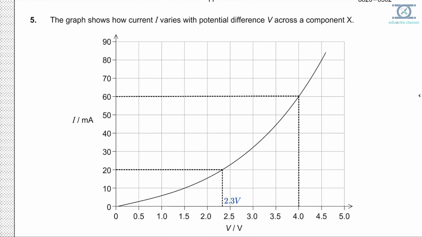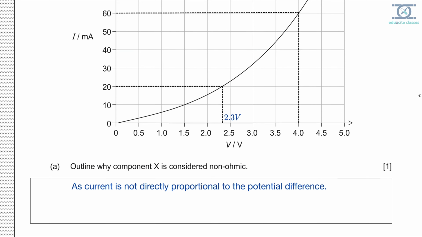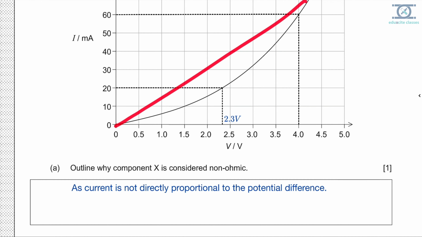Now question number 5. The graph shows current I which varies with the voltage across a component X. You can see it is a curved line. Outline why component X is considered non-ohmic. We know that if component X was following Ohm's law, then the current would be directly proportional to the potential difference, so that we get a straight line. Here it is not directly proportional to the potential difference, and that is why it is considered non-ohmic.